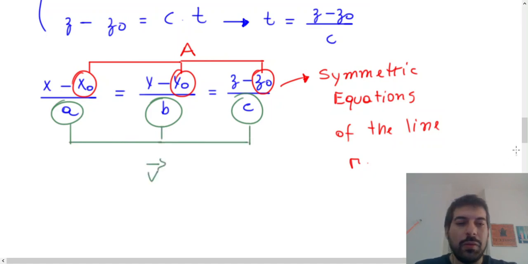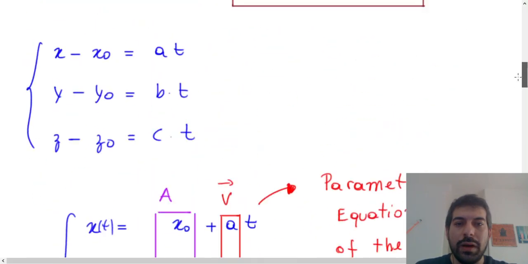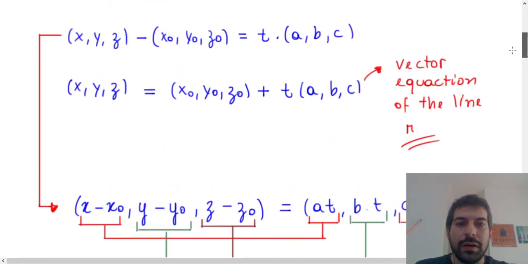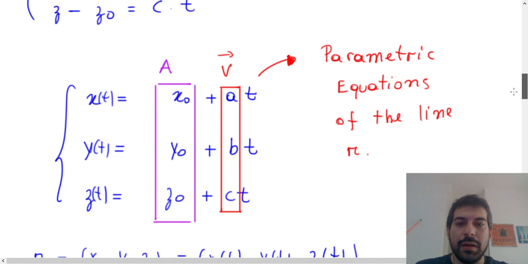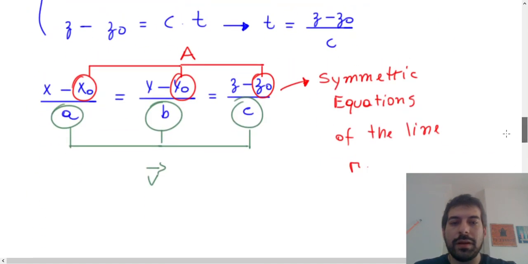So those are the vector equation of the line, the parametric equation of the line, and the symmetric equation of the line.